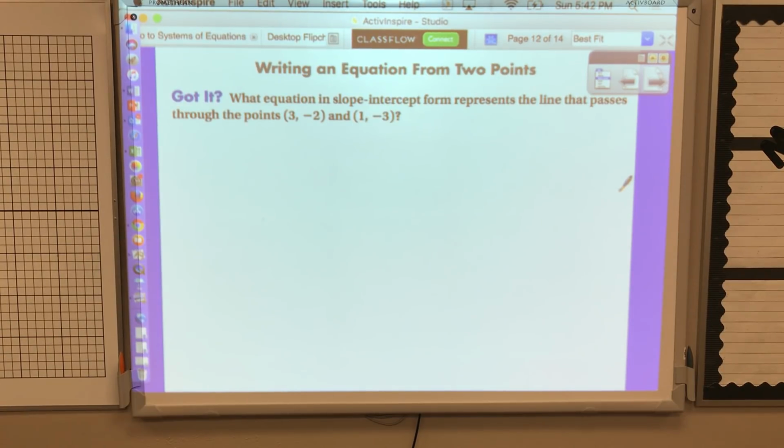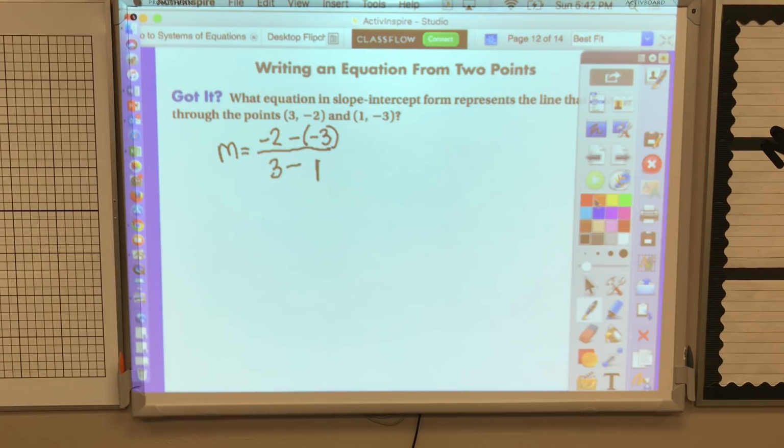So write an equation in slope-intercept form that represents a line passing through the points (3, -2) and (1, -3). My first step, just like in all the other ones, is to find my slope. Use y minus y over x minus x. First ordered pair, y is -2, x is 3. Formula of subtraction. Second ordered pair, y is -3, x is 1.